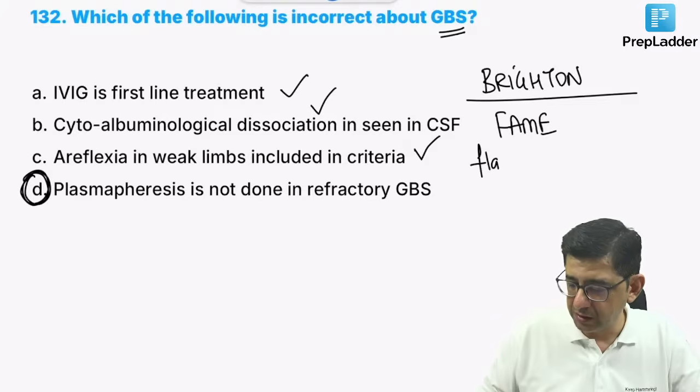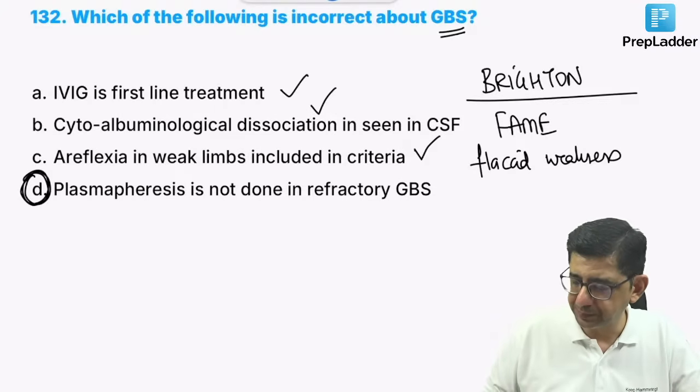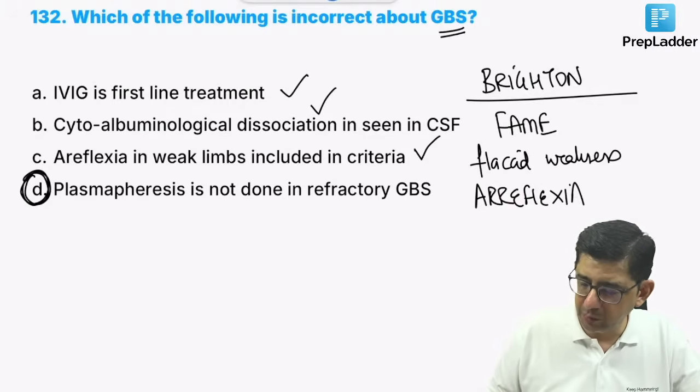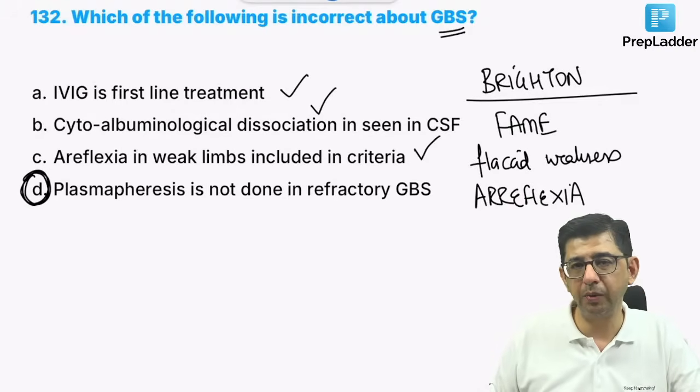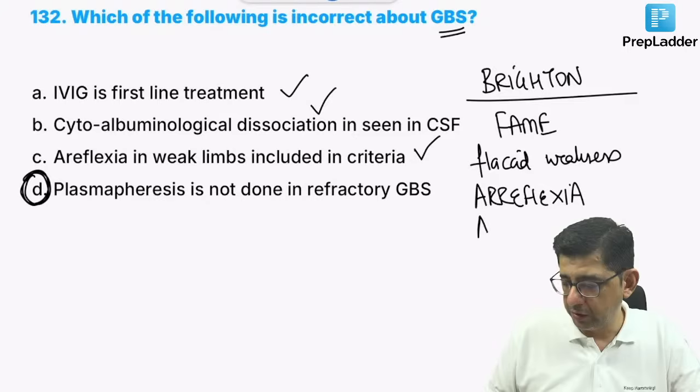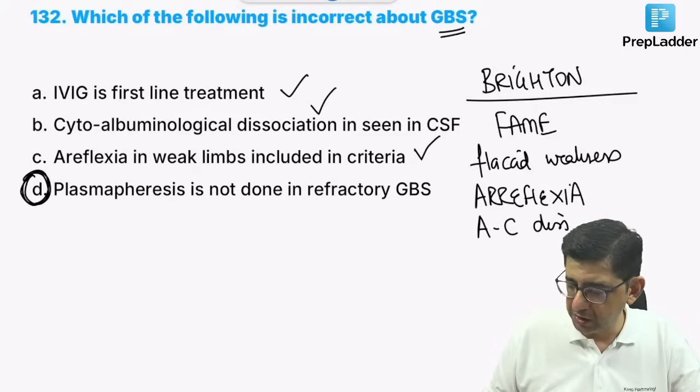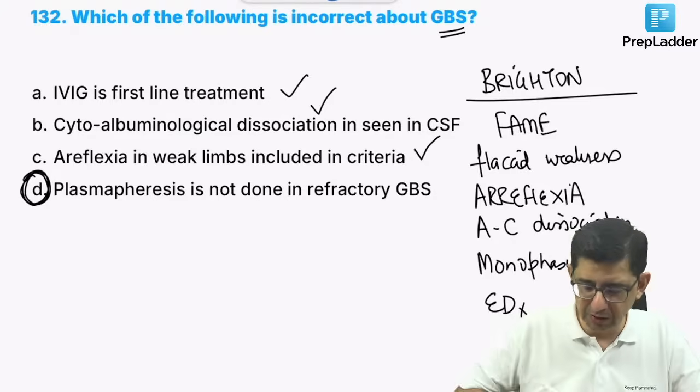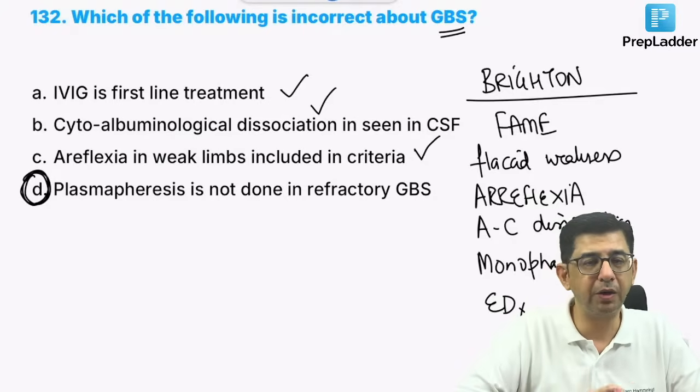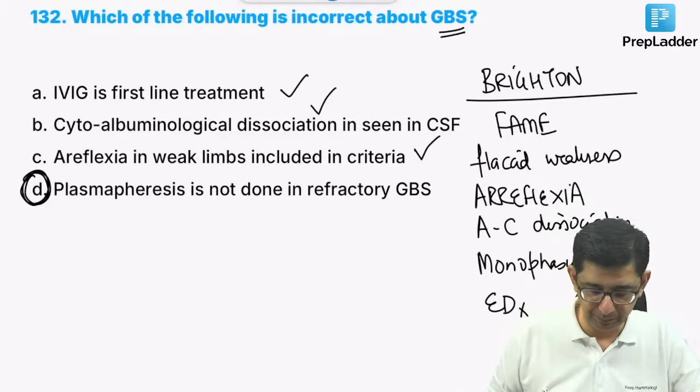And as far as the criteria are concerned, I'll just mention this once again. There is a flaccid weakness, because it is lower motor neuron type, demyelination most of the time, or axonal damage, so there can be areflexia. And then there is albuminocytological dissociation. That is the A in the FAME mnemonic. M would be for the monophasic course, and E would be for the electrodiagnostic studies. In this case, the electrodiagnostic studies are going to be like the nerve conduction velocity onwards.